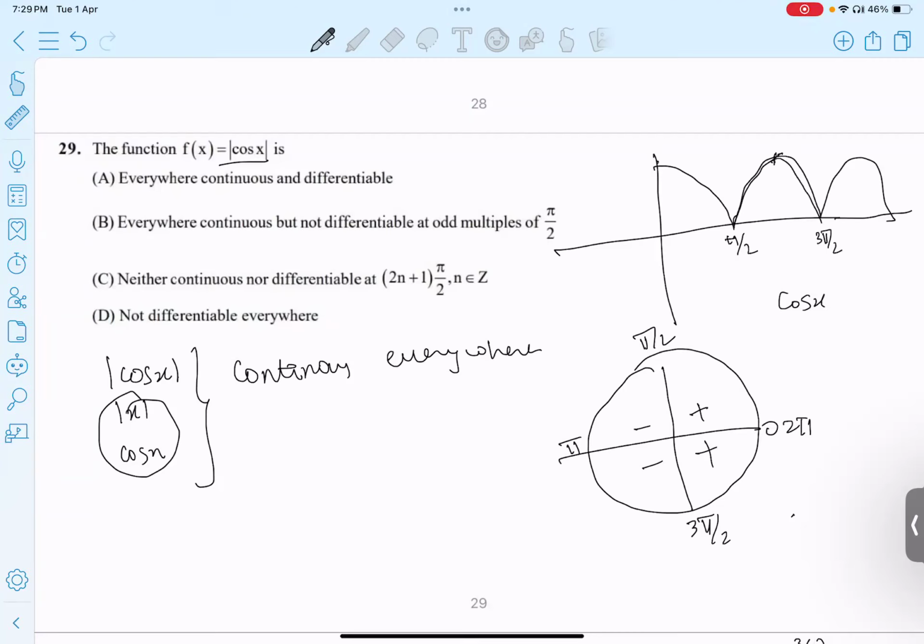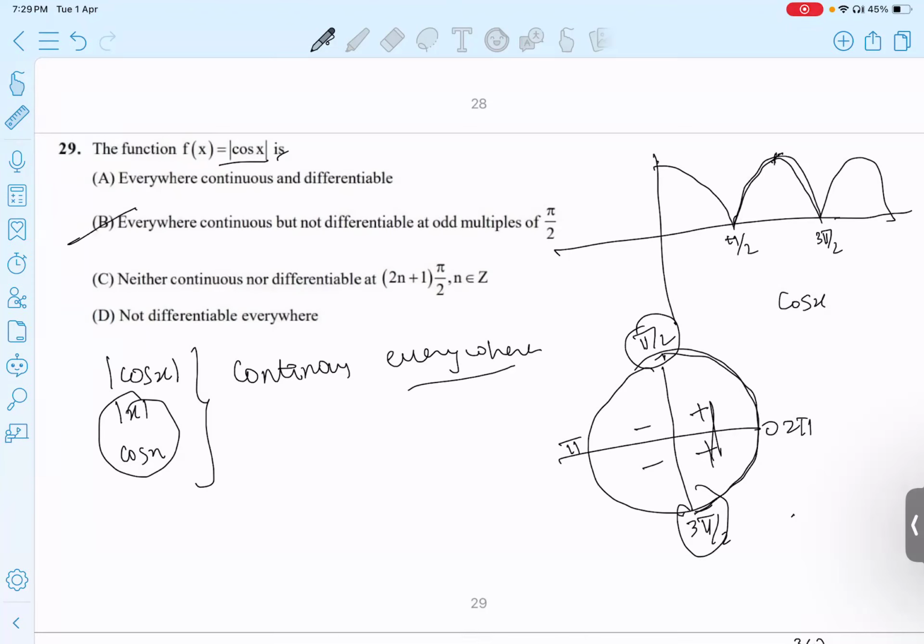See, for every odd multiple, there is a change. From 3 pi by 2 to pi by 2, we have the same, positive. From pi by 2 to 3 pi by 2, it is decreasing. 3 pi by 2 to pi by 2, it is increasing. So it is continuous. Modulus of cos function is continuous everywhere, but it is not differentiable at odd multiples of pi by 2. So option B is the right answer.